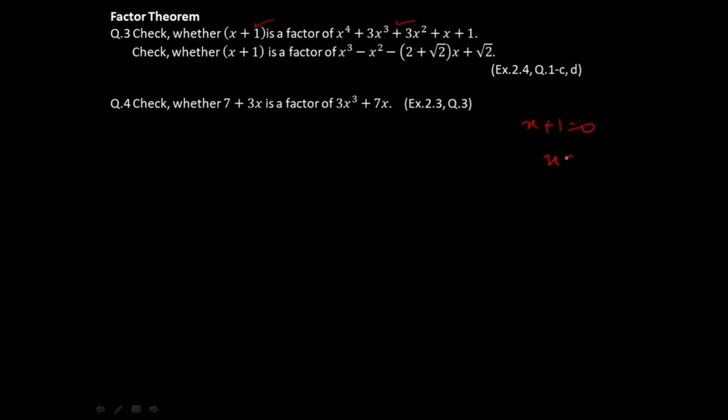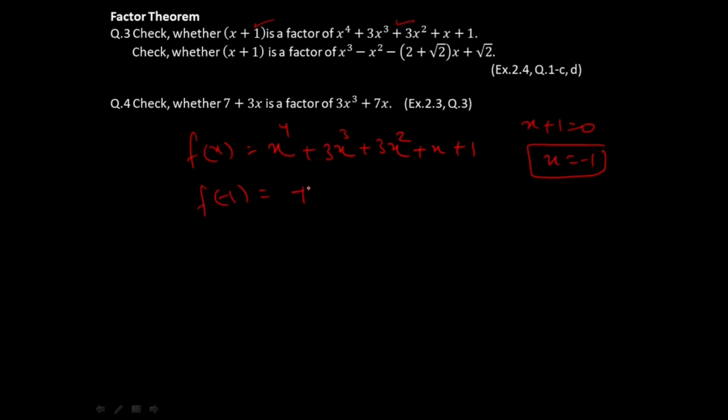And how to find the remainder, you know very well, because this is a divisor. So put it equal to 0. Just replace x equal to minus 1. Place this value in the given polynomial. And what is that polynomial? For example, f of x equals x power 4 plus 3x cube plus 3x square plus x plus 1. Just replace x by minus 1. So minus 1 to the power 4, minus 1 cube times 3, minus 1 square times 3, minus 1, plus 1. Simplify here.